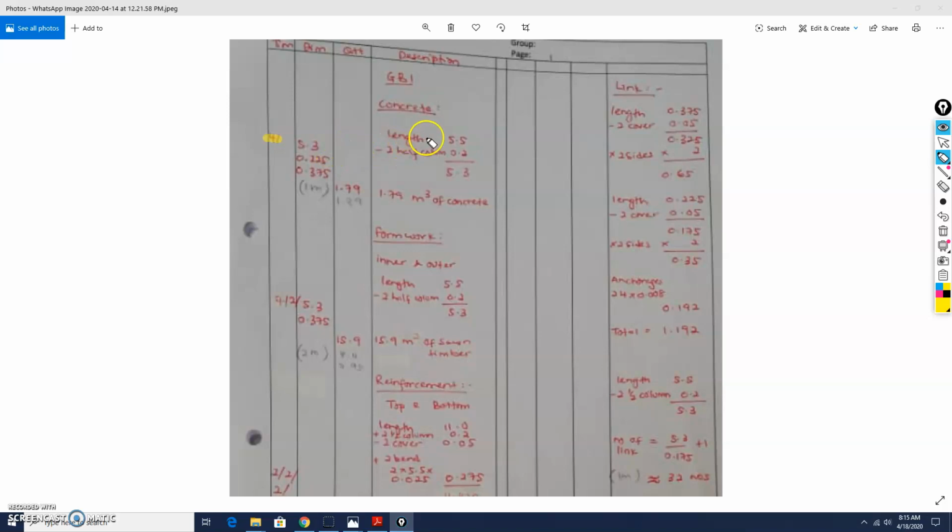And then for the length, 5.5 meter, you need to minus 2 half column, which is 0.2, and you will get 5.3. So you put it inside your dimension. And this one is the breadth, and this one is the depth. So to get the quantity, you just multiply the timesing 4 times 5.3 and then multiply with the breadth 0.225 and multiply with the depth 0.375, so you get 1.79. So you highlight back in your description 1.79 meter cube of concrete.